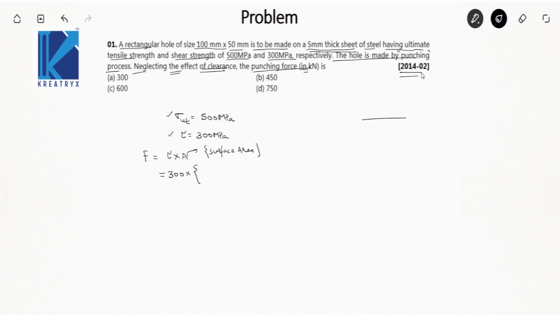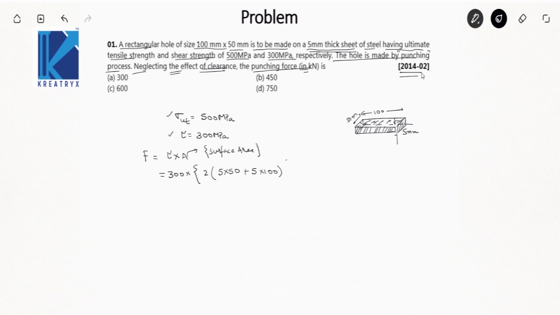So if we see the rectangular block, something it would be like this. This is the 100 mm length and this is 50 mm, and they have given the thickness as 5 mm. Now the area through which the shear will take place will be these areas. Similarly this side also, if we draw it like this, so this area also and this area also.